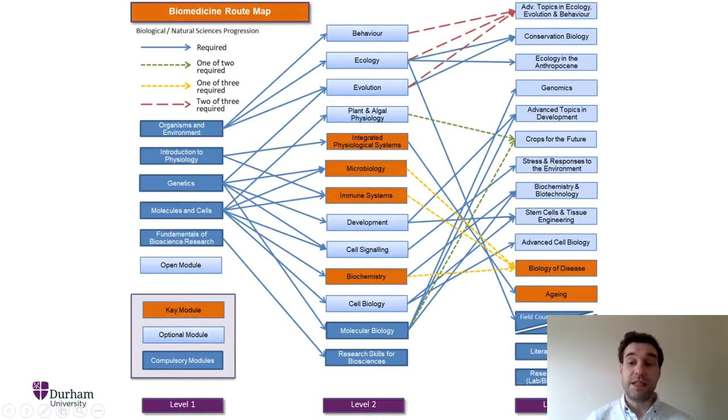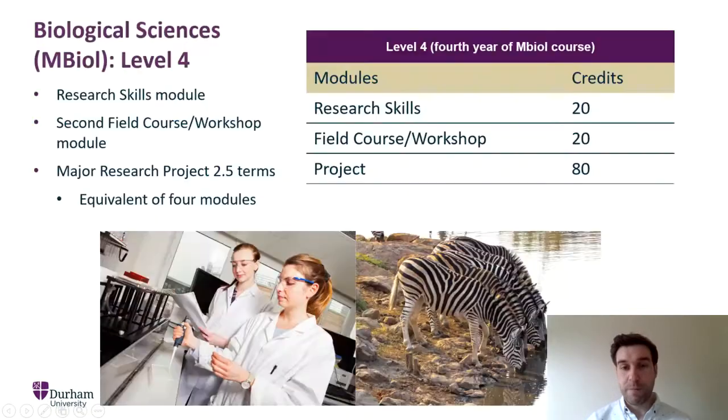Biomedical scientists, probably looking to do biology of disease and ageing, we would suggest that you do integrated physiology, microbiology, immune systems and biochem in the second year. Now what I've not mentioned yet through that diagram is the fourth year, because that's fairly prescribed. In the MBio course, where you do a 4-year course, you will do an extra lecture module instead of a research module at the third year.